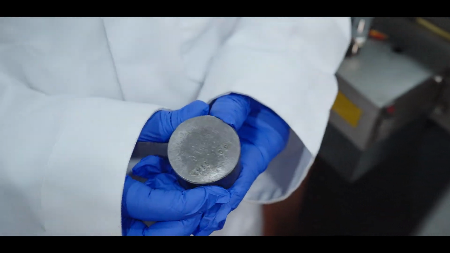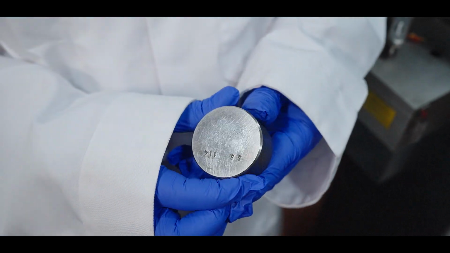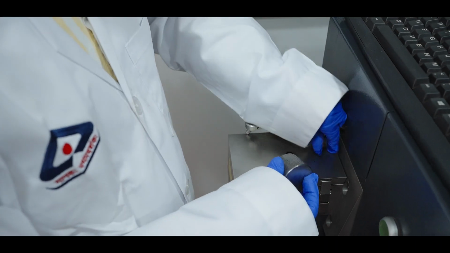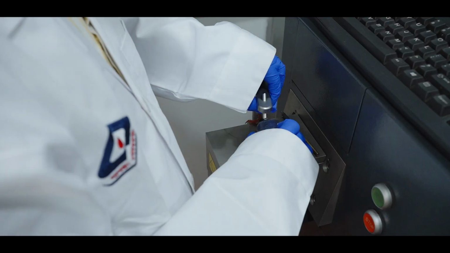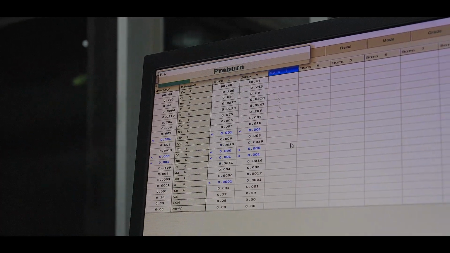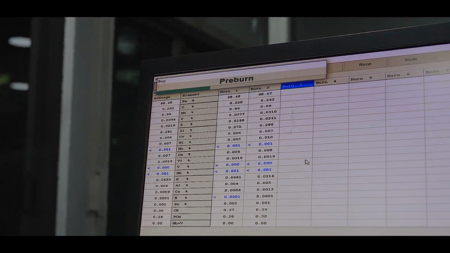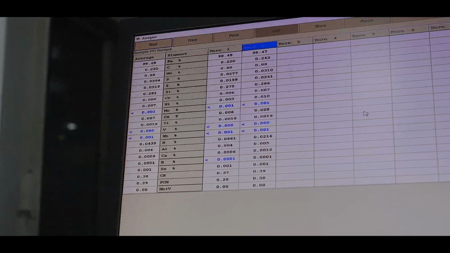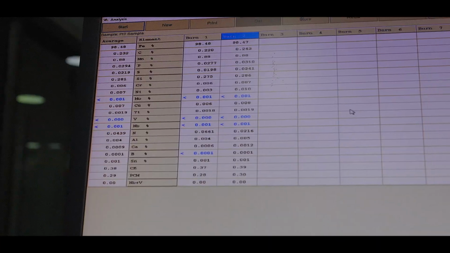SPARCOES works by generating a high-energy spark between the sample and the electrode, vaporizing a small part of the material to form plasma. The light emitted by this plasma is analyzed to determine the elements present in the sample. For accuracy, certified reference materials, that is CRMs, are used to calibrate the SPARCOES machine, ensuring consistent and reliable results.